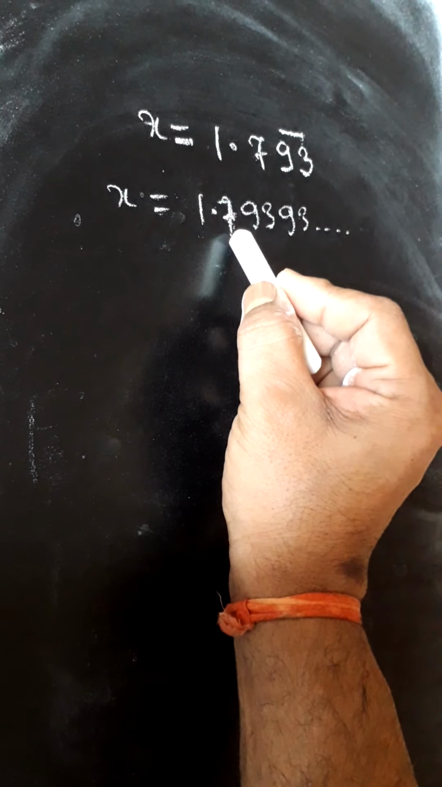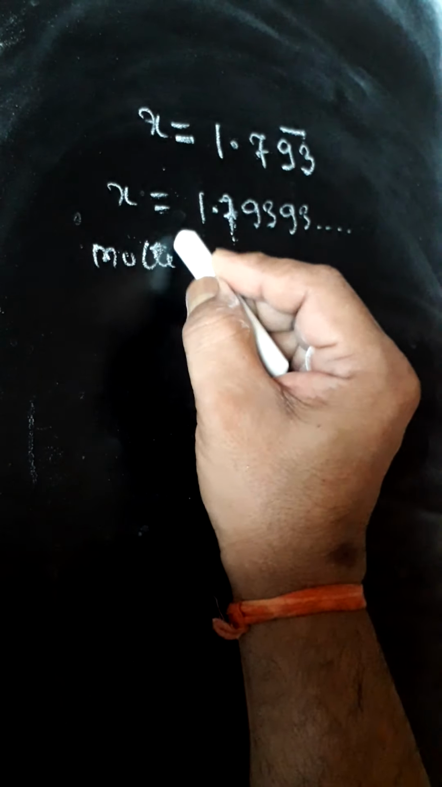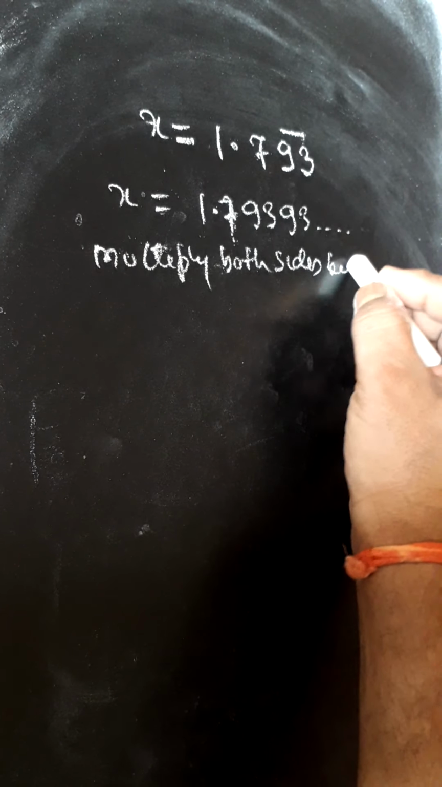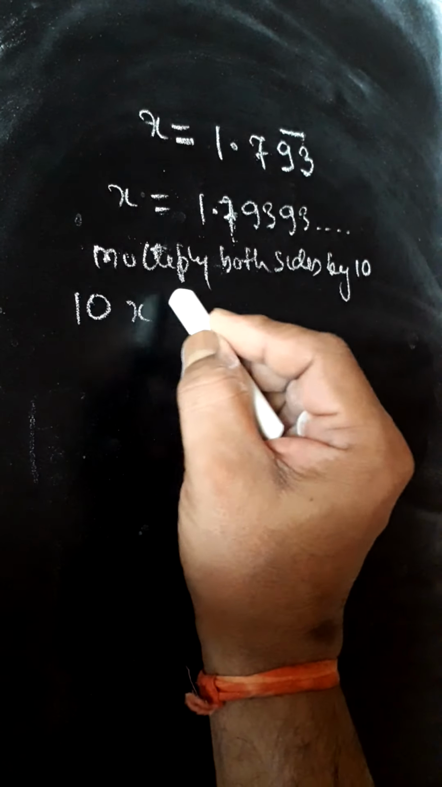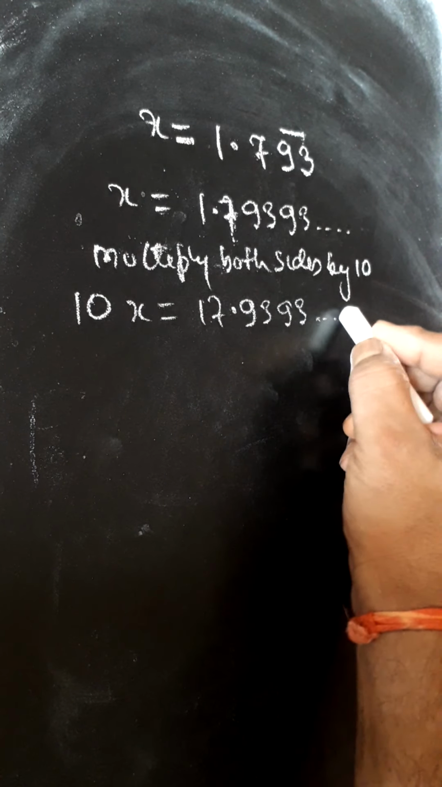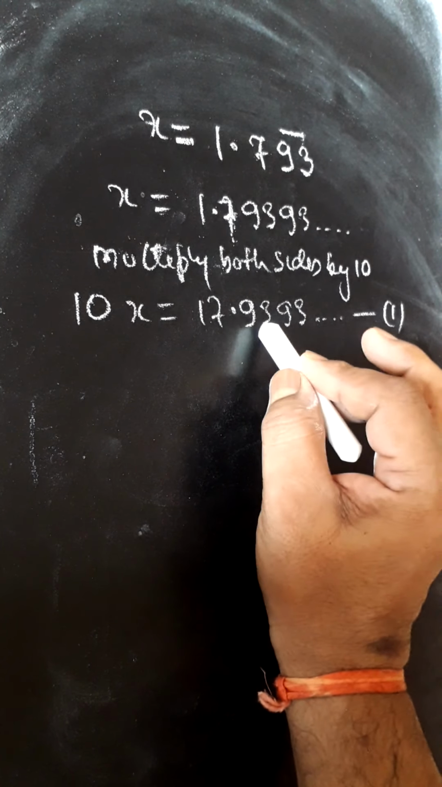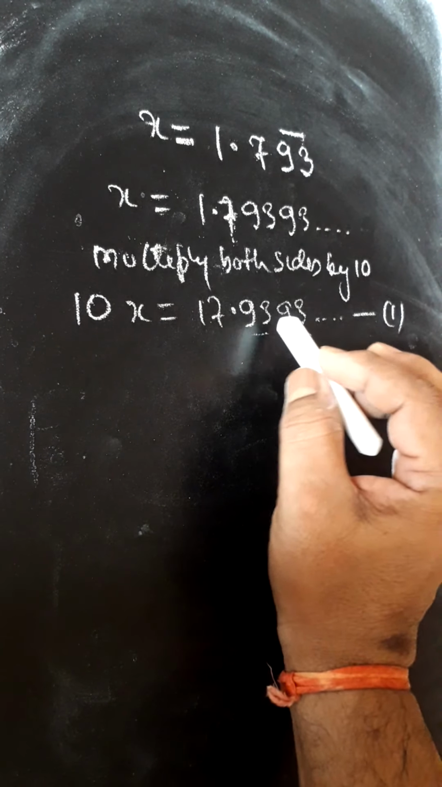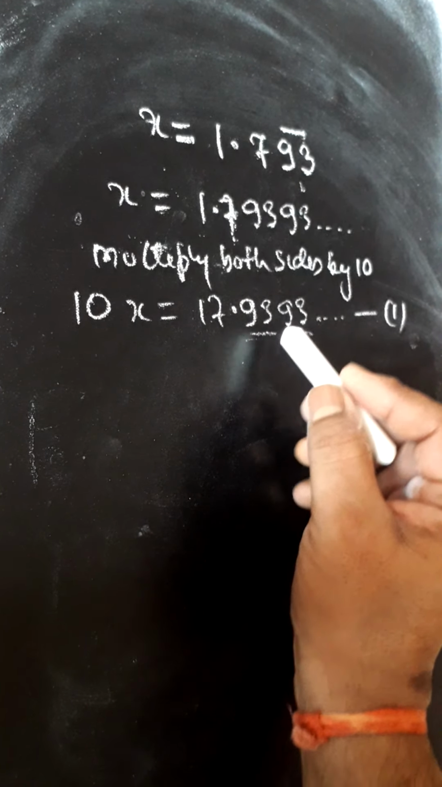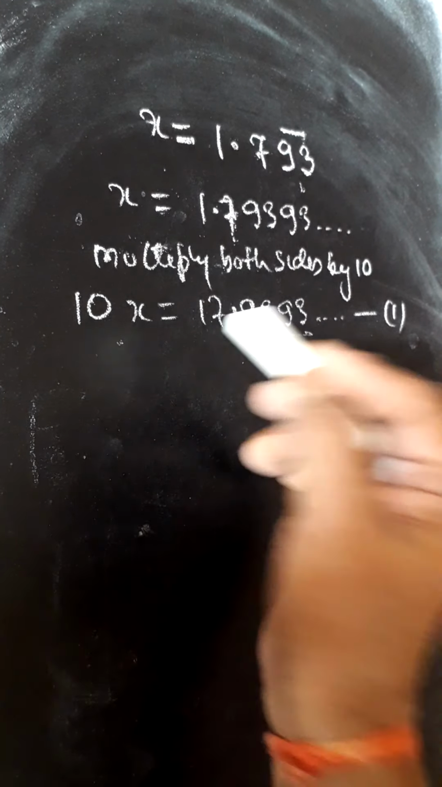Since it is only one digit, we multiply both sides by 10. We get 10x is equal to 17.9393 and so on. Let it be equation 1. Now we are having here two digits with recurring sign, means 93 repeating here. We will multiply this equation by 100 to bring this 93 to this side.